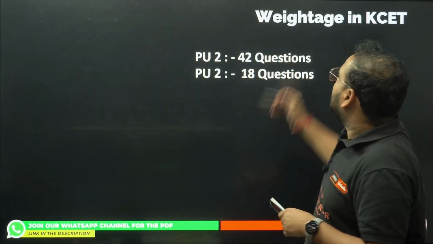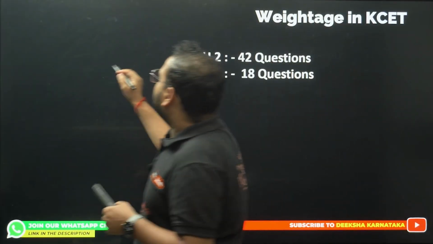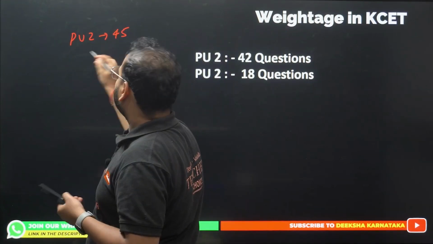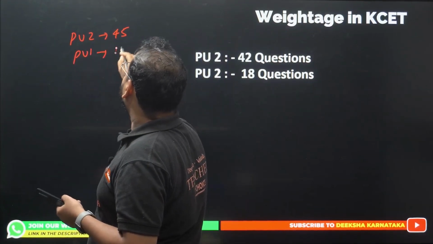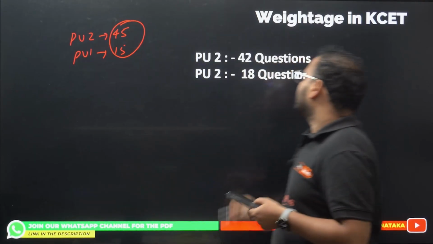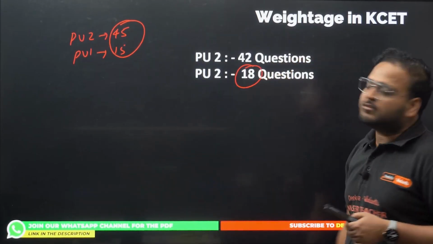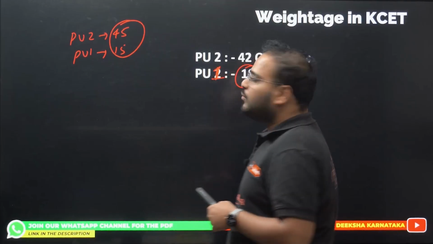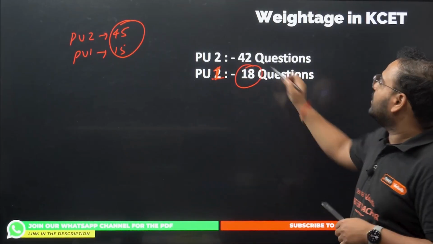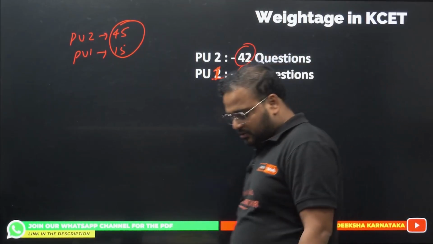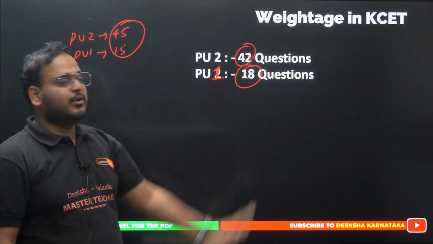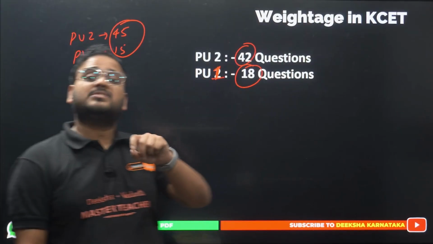Let's move on. So actually we expected every year that PU2 comes around 45 questions and PU1 comes around 15 questions, but there was a change this year. We had 18 questions exactly from PU1. From PU1 we had 18 questions and PU2 got reduced to 42. Usually we expect 10 to 15 questions in the PU1 category and the remaining all from PU2. But this year PU1 questions were increased.